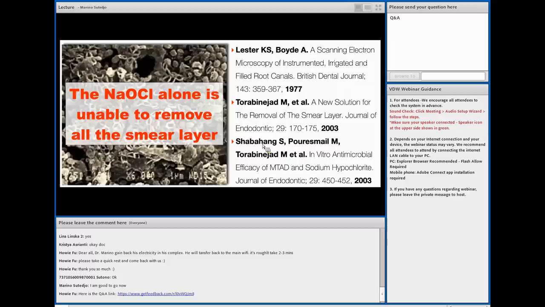And evidence has strongly shown that sodium hypochlorite alone is not able to remove the smear layer. Maybe you remember the evidence I talked about previously, when they scraped only half the side with instrumentation and left the other side uninstrumented. On the side that had been scraped by instrumentation, if you use sodium hypochlorite alone, the smear layer is still there. So it means we need something in combination with sodium hypochlorite.